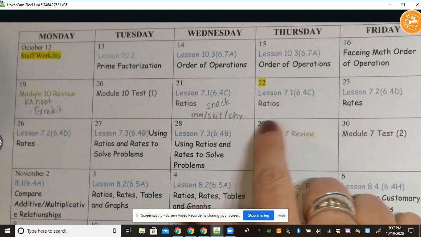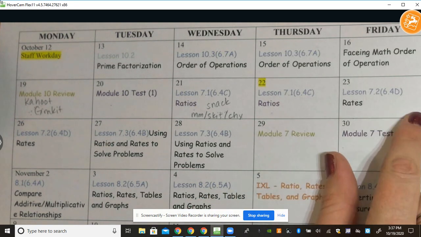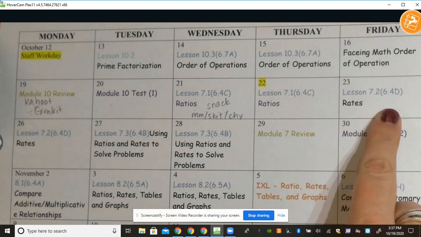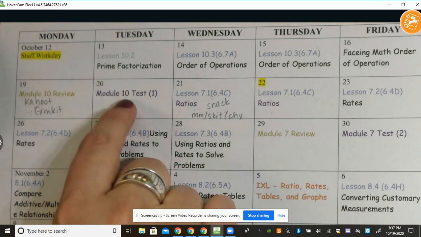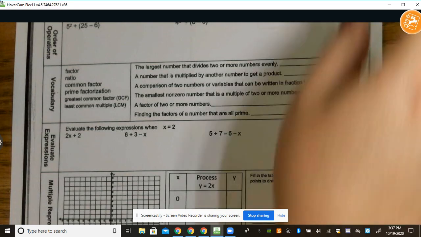Then Thursday, we're going to go over ratios again. Then Friday, we're going into rates. So that gives you a synopsis of the week. Make sure we have a test tomorrow that you're studying. Okay, on your Builder, we have some new vocabulary words we need to talk about.